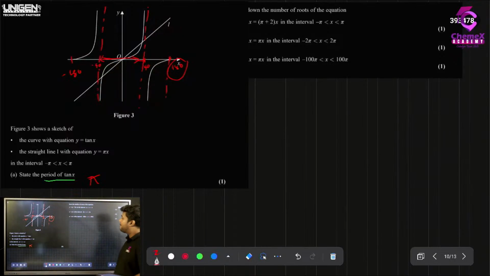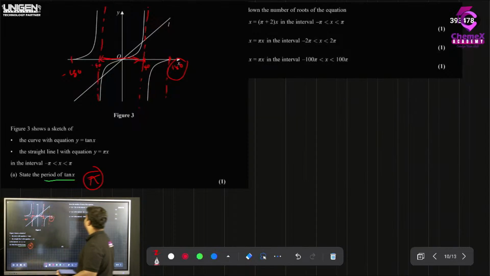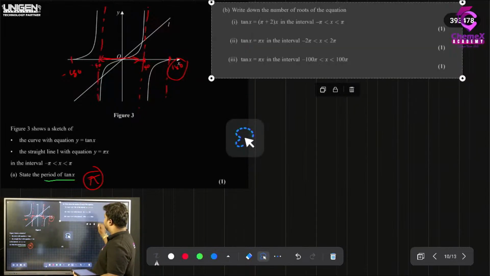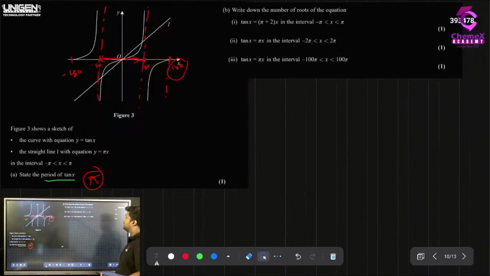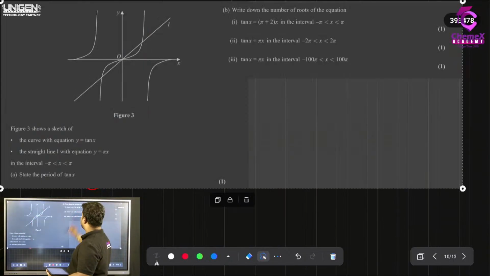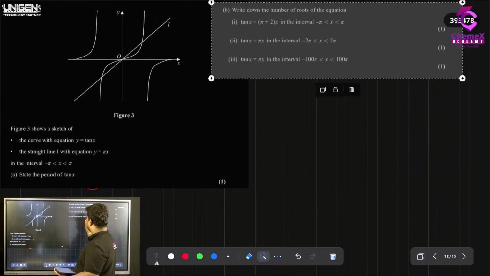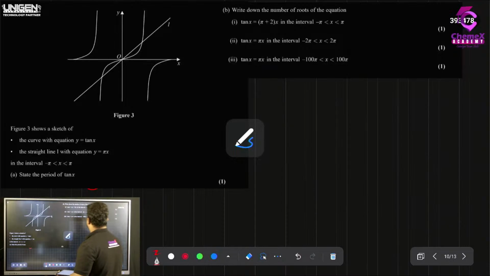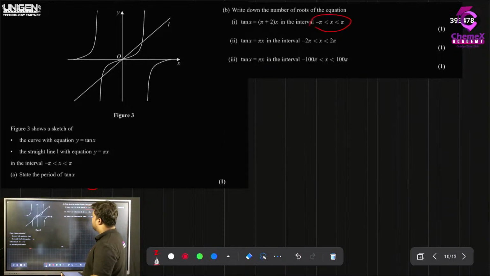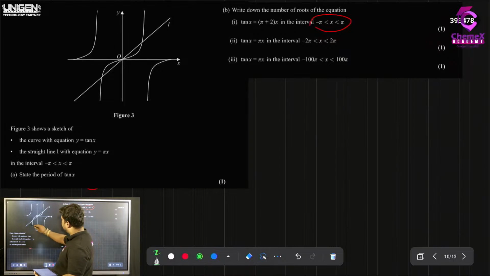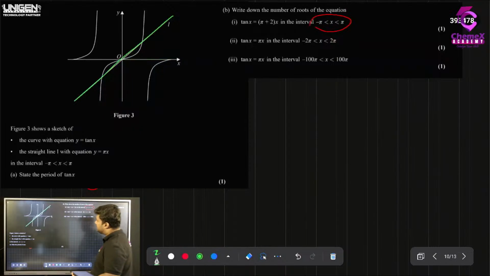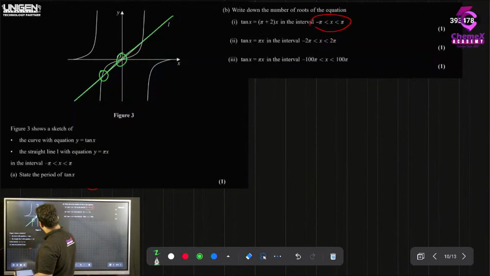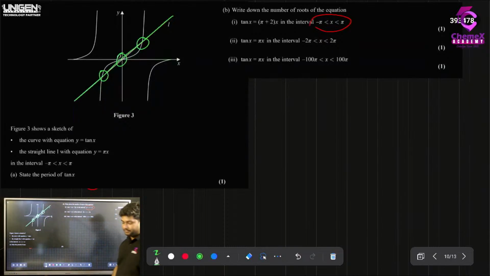Got it? So pi is the answer for the A part. Then the B part. Write down the number of roots of the following: tan x equals pi plus 2x. So how do you get it? Between minus and this. Can you see they have given that equation? So how many places does it cut? 1, 2, 3. Do you understand or not? So how many solutions will there be? 3. Okay, Midusha, or not?